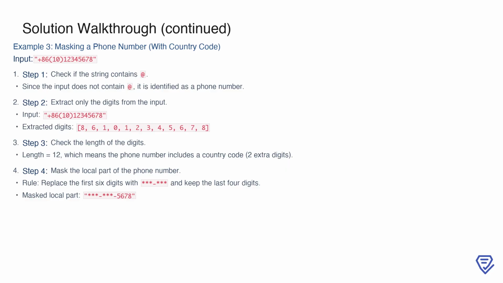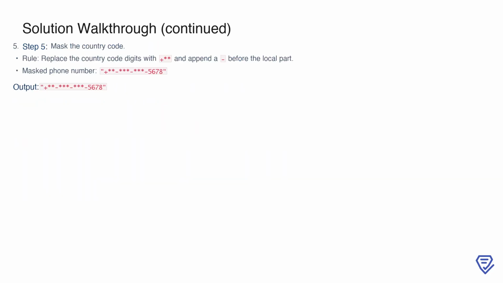This gives us the masked local part, ******-5678. So far, we've masked the local portion of the phone number. Finally, we mask the country code portion of the phone number.